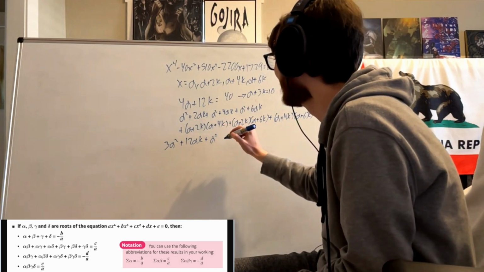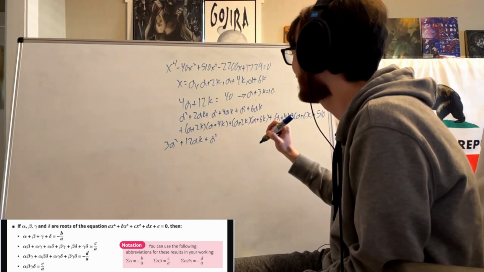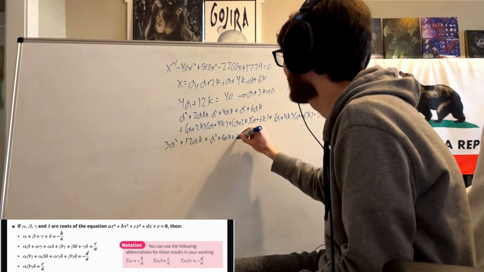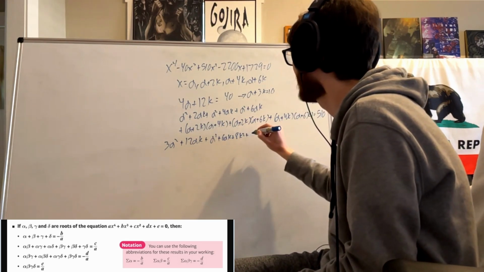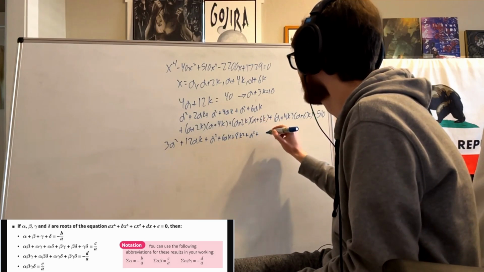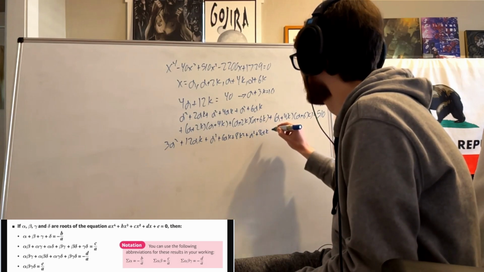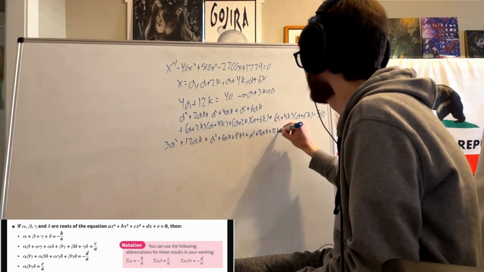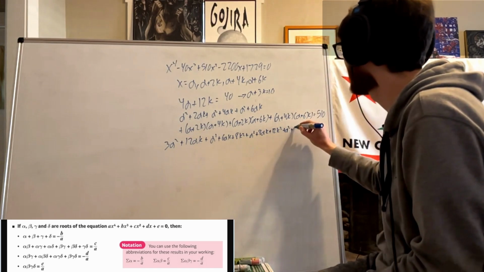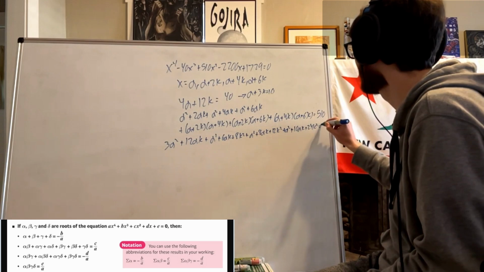Alpha squared, we're playing this out now. 6 alpha k plus 8k squared plus, multiplying this out, alpha squared plus 8 alpha k plus 12k squared, multiplying that out, alpha squared plus 10 alpha k plus 24k squared is equal to 510.